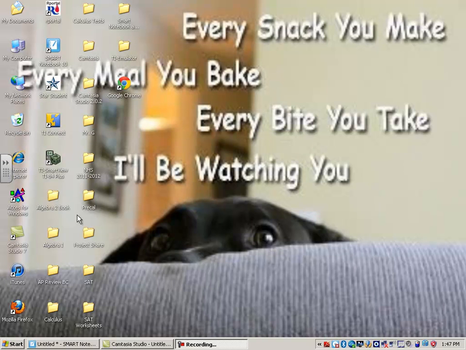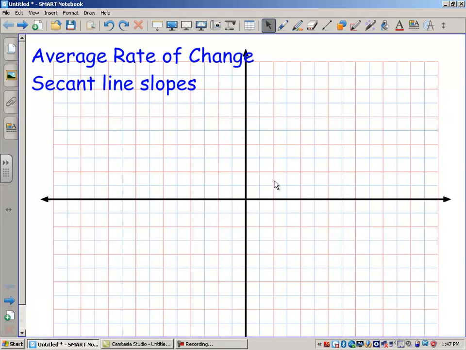We're getting ready to start our derivatives unit, and we're going to start off derivatives by reviewing a simple slope formula. And we are not going to say the word slope, but we're going to say the word average rate of change. And we're going to be using something called a secant line. And the secant line is simply a line that connects 2 points on a graph. And we're going to take those 2 points and we're going to find the slope between those 2 points.